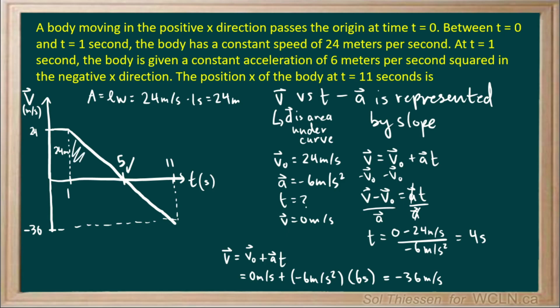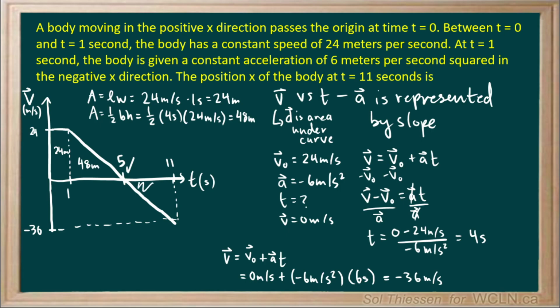Now we want to find this area, which is triangular. So that area is 1/2 base times height, where the base is 4 seconds. So the difference between 5 seconds and 1 second is 4 seconds. And the height is 24 meters per second. So if you evaluate that using your calculator, it's the same as 4 times 12, which is 48 meters. So here we have 48 meters.